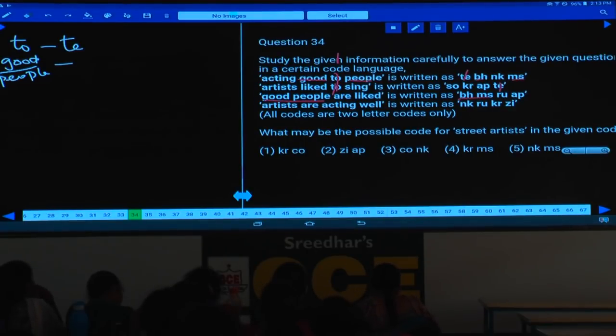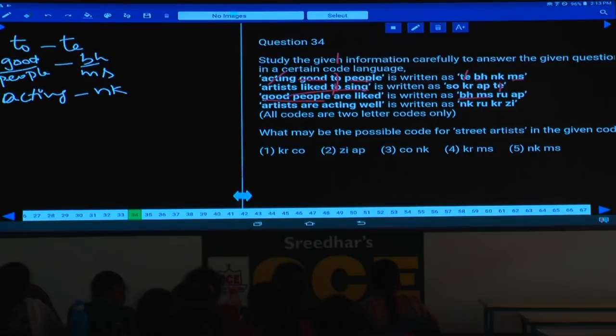Then in statement 1, what is the word left over here? Acting is the word left over. As acting is the word left over, what is the code left over in this one? The code NK is left over, hence the code to the word acting is NK.